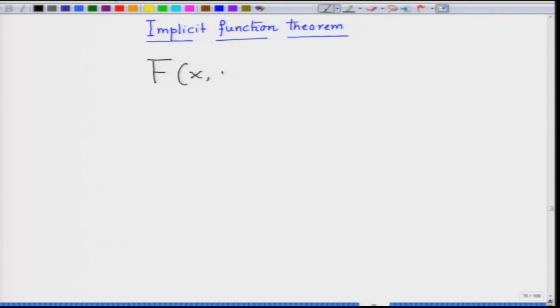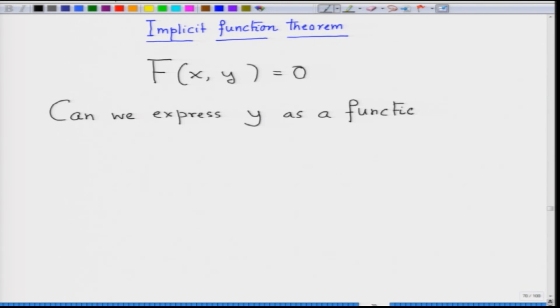So, given a function, say of two variables, suppose there is an equation written like this: f of x y equal to 0. Can we express y as a function of x? That is the question we ask ourselves. Basically, f x y equal to 0 is a curve on the two-dimensional plane, and I am asking what that curve represents. How is y related to x on that curve?